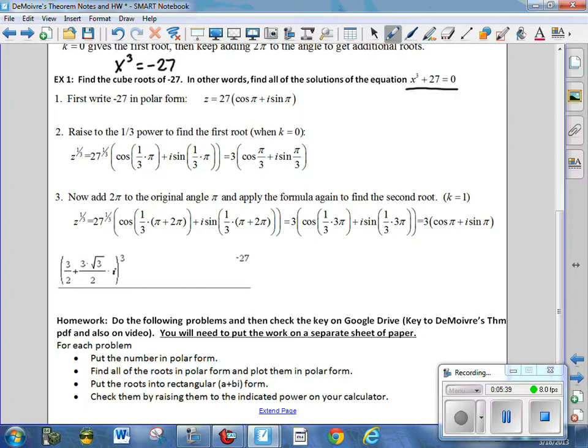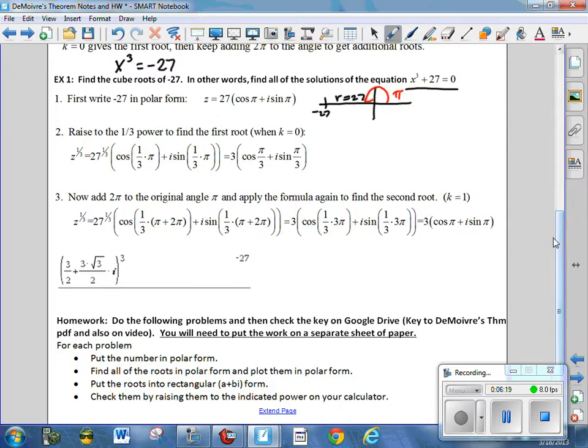I guess I did already do that over here. The first thing I want to do is write negative 27 in polar form. And so you have to recall that negative 27 is to the left on the horizontal axis, which means in polar form we're talking about something that has a radius of 27. I'll try this again. So this is negative 27. R is equal to 27, and our theta is an angle. This is pi, because we're going around 180 degrees. So in polar form, z equals 27 cosine pi plus i sine pi.